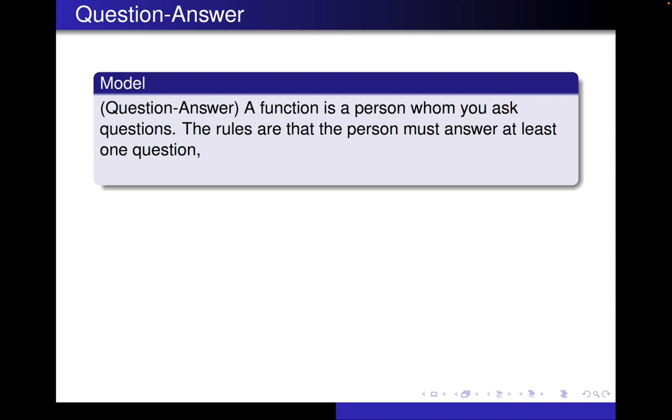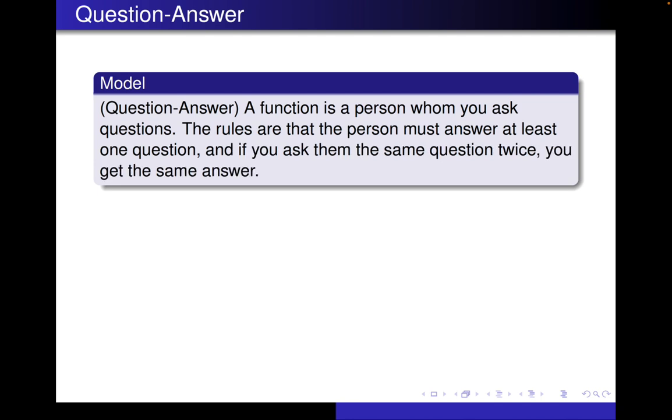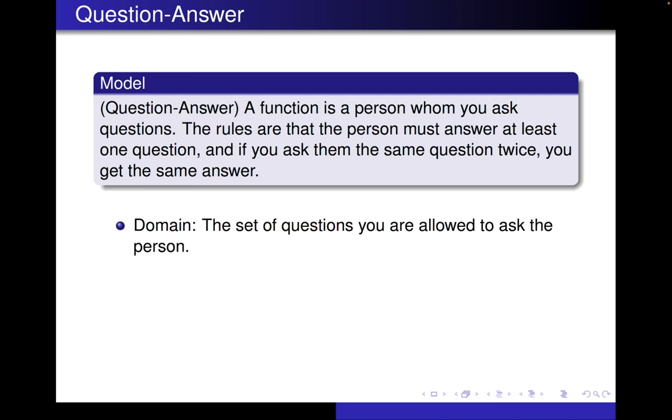All right? So the rules are that the person must answer at least one question, because otherwise they're not really a function. And if you ask them the same question twice, you get the same answer. So you can see some parallels between that and the input-output model. Here, the domain, your inputs, are going to be the set of questions that you're allowed to ask the person. So the questions are like the inputs for the input-output model.